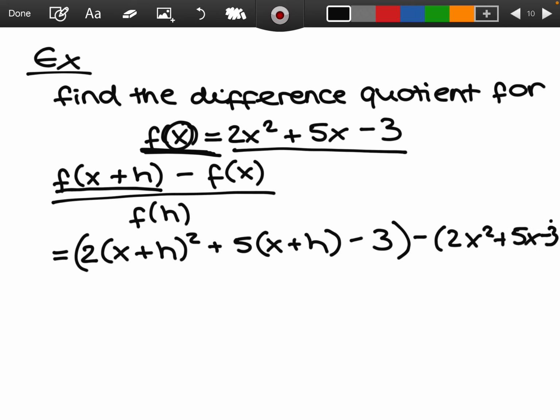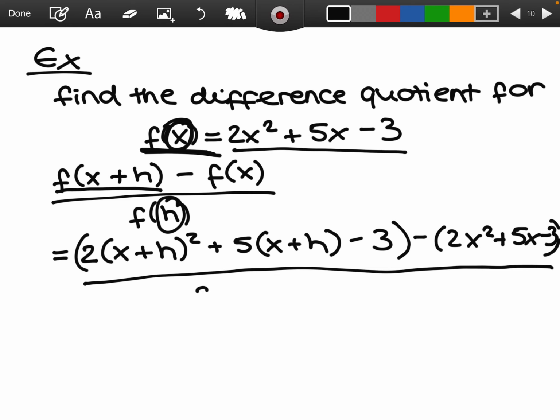Then minus f of x, so that is just f of x as it shows up. Remember to put this in parentheses because we are subtracting it, and I don't want to lose any negatives along the way. And divide that by f of h. So this time, wherever I've got an x, I'm going to put h. So that would give me 2h squared plus 5h minus 3.